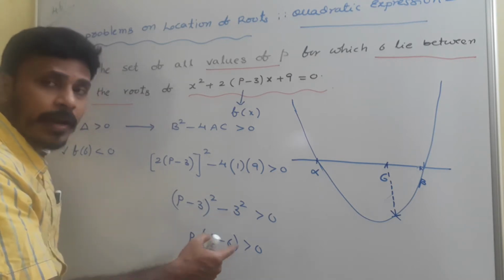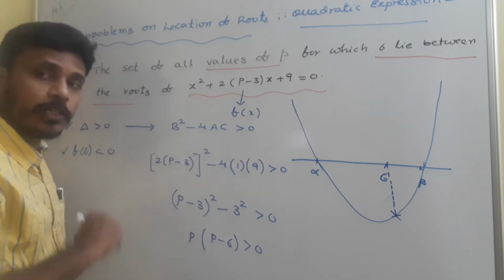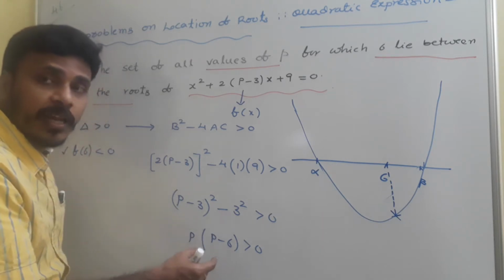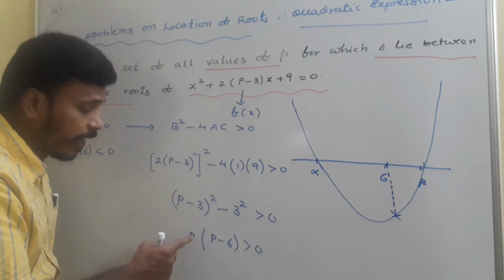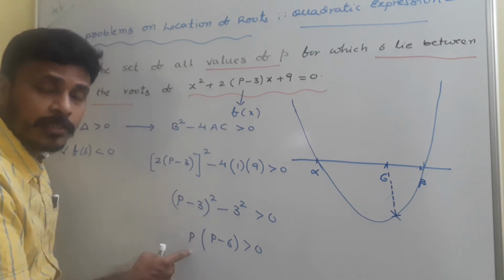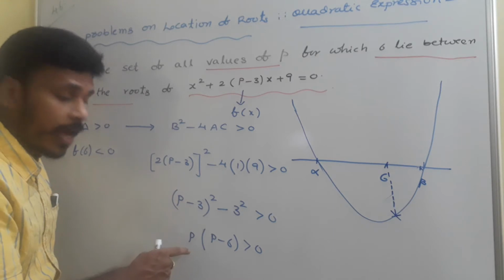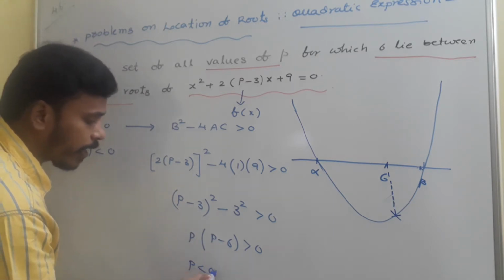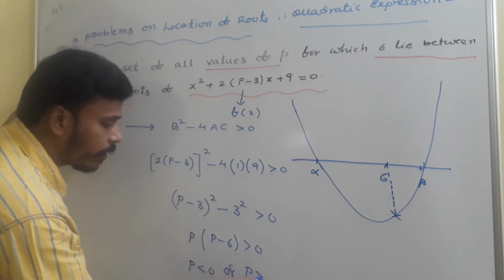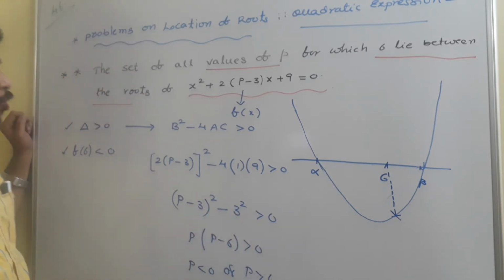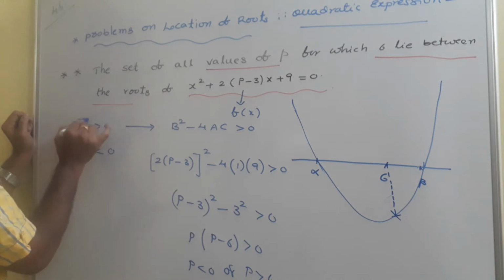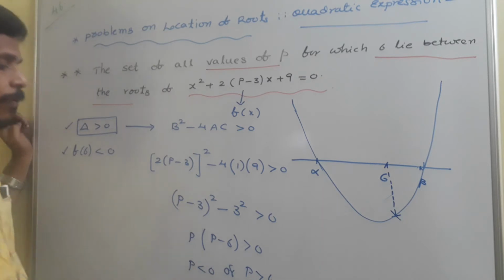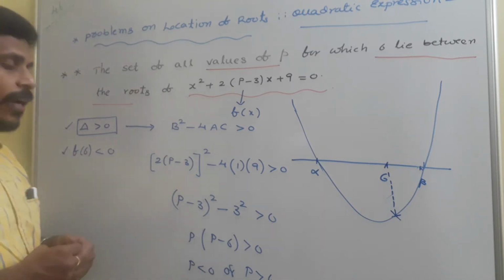So if p into p minus 6 is greater than 0, what can you say about the values of p? If the product of two linear expressions is greater than 0, then the values of the variable lie on either side of the roots, either side of 0 and 6. So here either p is less than 0 or p is greater than 6. So when you analyze the condition delta greater than 0, at the end my values of p are either less than 0 or greater than 6.